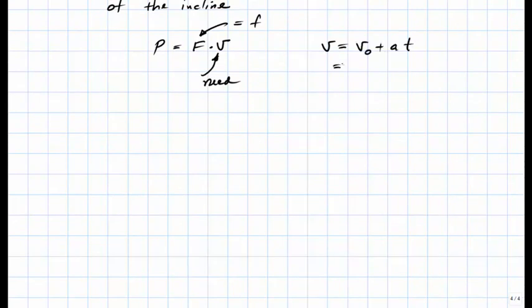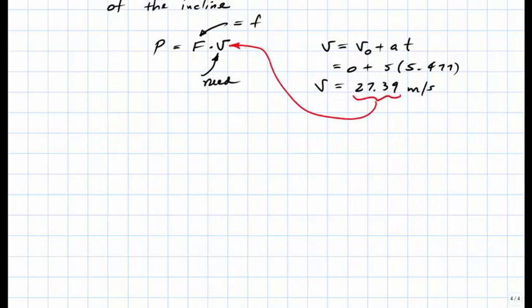The initial velocity is 0, the acceleration is 5. We calculated the time to equal 5.477, and if we multiply those two numbers together, we obtain a velocity of 27.39 meters per second. So that's the velocity of the car at the top of the incline. And now we'll just substitute that value into the power equation. And that will yield, again, force times velocity.